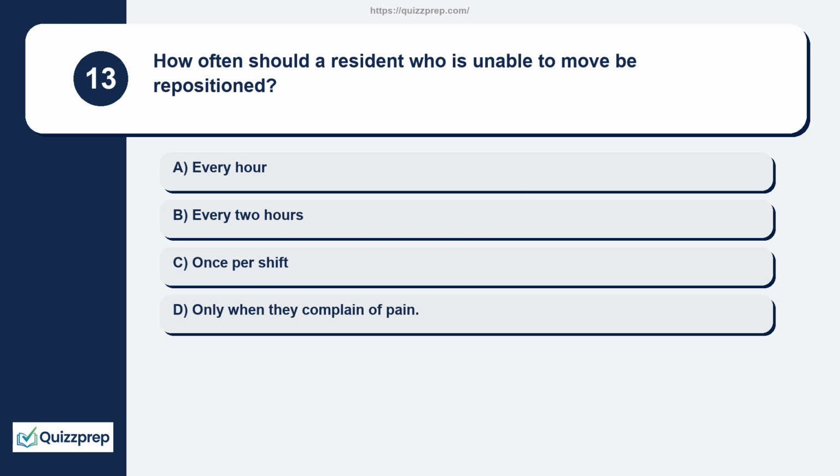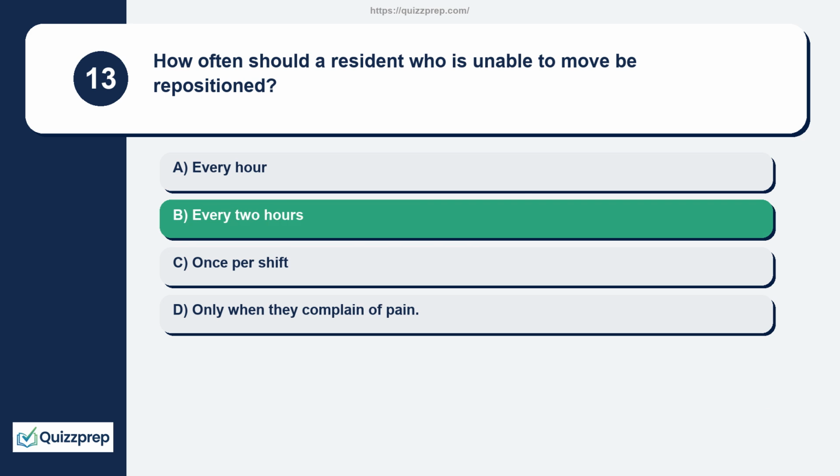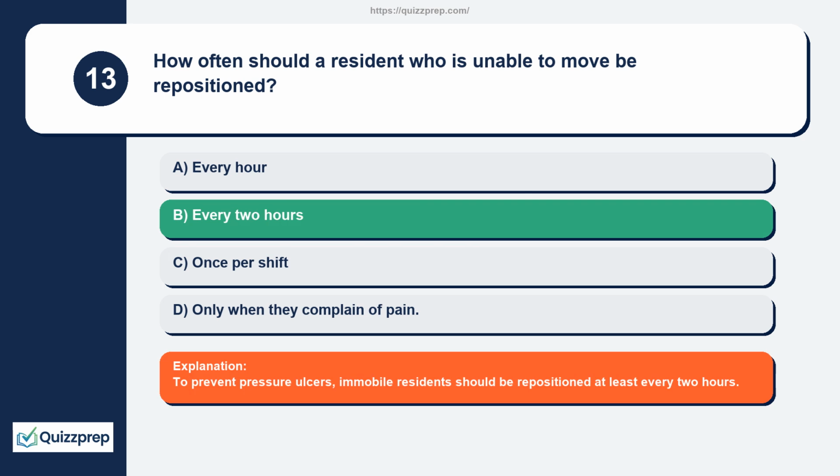Question 13. How often should a resident who is unable to move be repositioned? Every hour, every 2 hours, once per shift, only when they complain of pain. To prevent pressure ulcers, immobile residents should be repositioned at least every 2 hours.